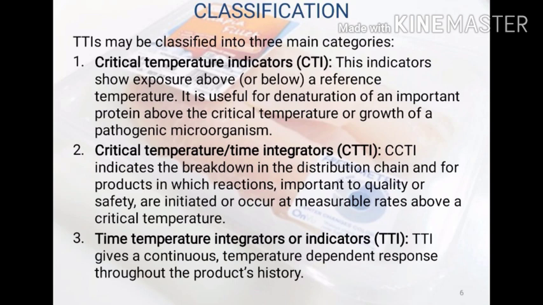So the last is the time temperature indicator or integrators. These time temperature integrators or indicators give a continuous temperature dependent response throughout the product's history. They integrate in a single measurement the full time temperature history and can be used to indicate an average temperature during distribution and can also be correlated to continuous temperature dependent quality loss reactions in foods.